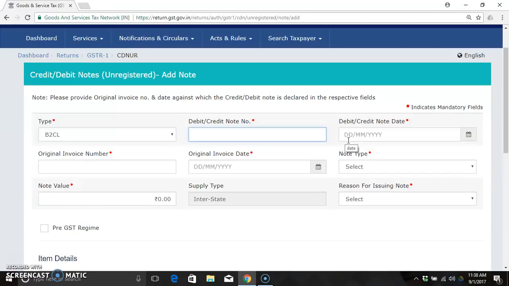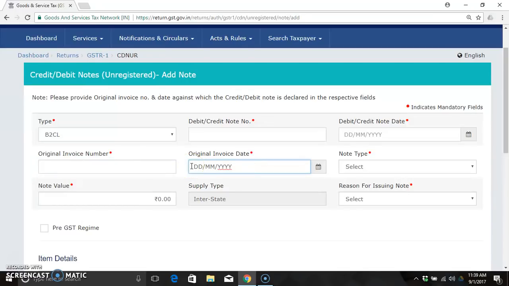And the next is debit or credit note date. So the date has to be in the format DD, MM, YYYY. And the next is original invoice number. Please keep it in mind, whenever you are giving the details of credit or debit note number in this column, the corresponding invoice number must be matched here. Credit or debit note cannot be given in isolation. It must always be matched with the corresponding invoice.